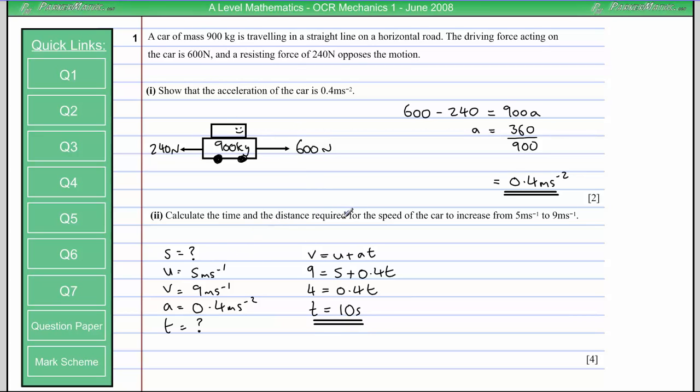We also need to find the distance required, which in this case is the same as the displacement, so we need a formula that involves s. The one I'm going to use is s equals half (u plus v) t, because remember, now that we've done this we know what t is, so we could write this into our SUVAT over here as 10 seconds. We could have used v squared equals u squared plus 2as, but this one is easier to get our answer out from. So we've got half of 5 plus 9 multiplied by 10. A half times 10 is 5, multiply that by 14 and we get 70 meters.